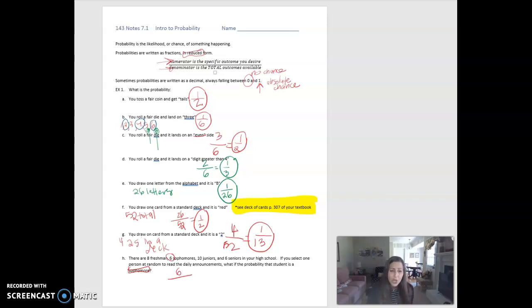On the bottom, we have to put our total. And we weren't given a total here, but we can add it up. So 8 plus 6 is 14. Plus 10 is 24. Plus 6 more is 30. So there are a total of 30 students in that high school. And that does reduce. 6 can be divided by 6, as well as 30 can be divided by 6. And so the answer is 1 out of 5.